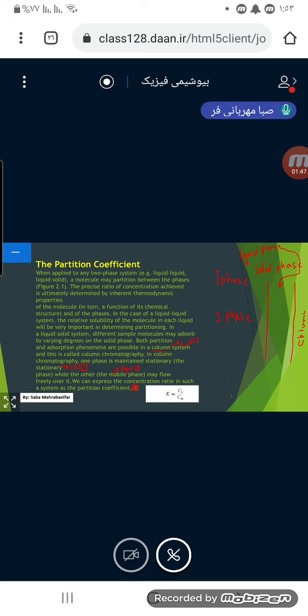We can express the concentration ratio in such a system as the partition coefficient. What is the partition coefficient? K equals Cs over Cm. C means concentration. Cs is the stationary part and M is the mobile part: the concentration of the stationary part and the concentration of the mobile part.